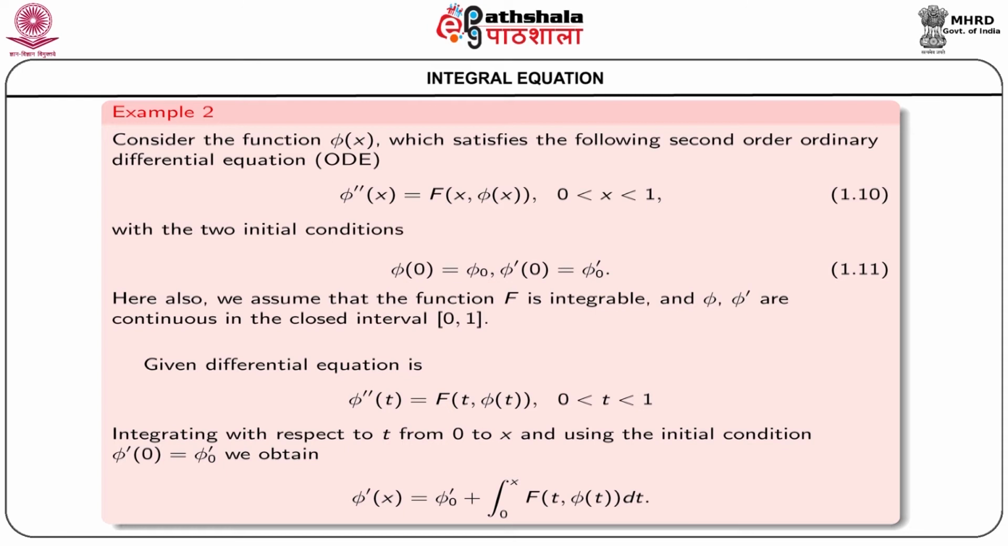Now I write the given differential equation in the form phi double dash t equal to capital F of t, phi(t), and integrate this differential equation with respect to t from 0 to x, and we use the initial condition phi dash 0 equal to phi naught dash to obtain phi dash x, which is equal to phi naught dash plus integral 0 to x capital F, which is a function of t, phi(t) dt.